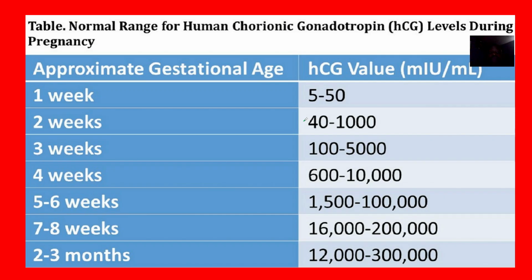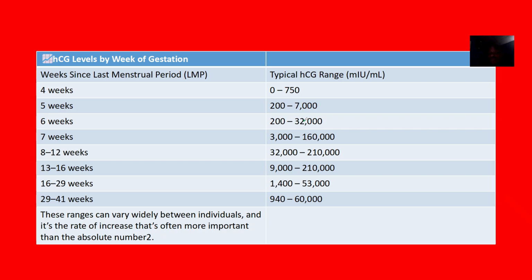Okay, so this is talking about the different weeks of pregnancy and the values. But I think this one is much more in depth. Here you can see the age of the pregnancy and the amount of human chorionic gonadotropin. Of course, the amount is measured in what? MIU per milliliter. From week 4, week 5, week 6, week 7, 8 to 12, 13 to 16, 16 to 29, 29 to 41.